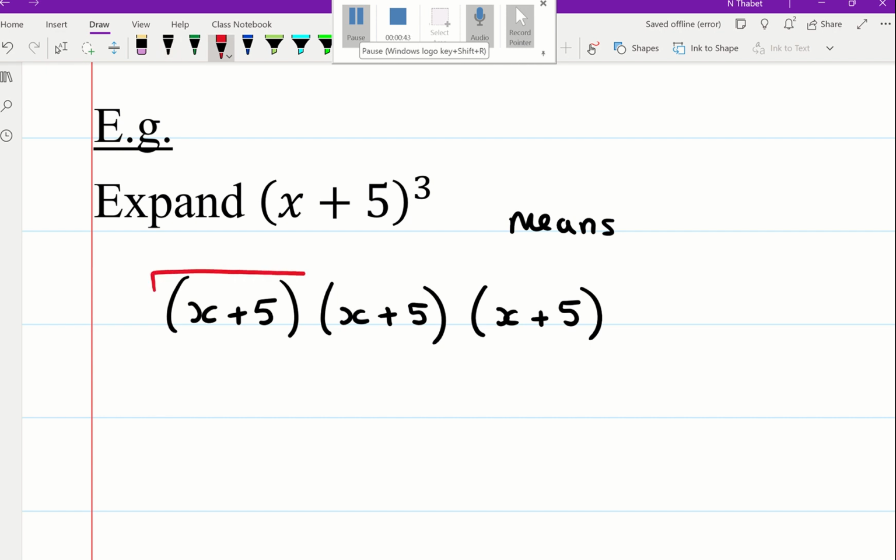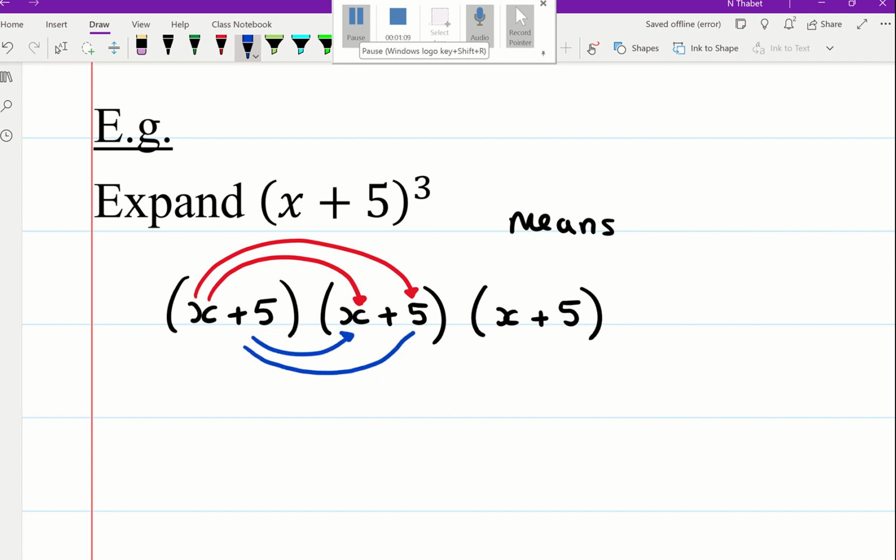And the first skill is to know how to multiply a double bracket. So the first thing you do is you split the question and you multiply the first 2 brackets together. So that means I'm multiplying x by x, and then the first x by the 5 in the second bracket. And then I'm going to multiply 5 by x, and then I'm going to multiply 5 by 5. So everything in the first bracket multiplies by everything in the second bracket, and then the 5 in the first bracket multiplies by everything in the second bracket as well. So everything is multiplied by each other.